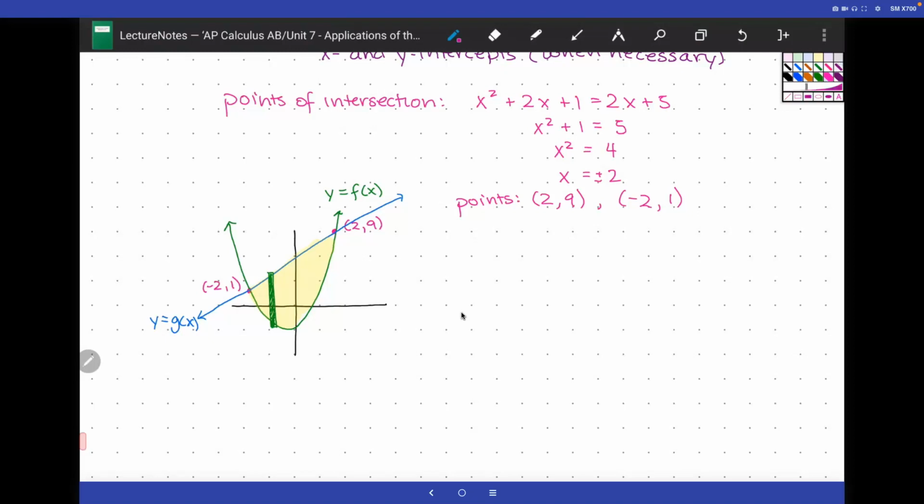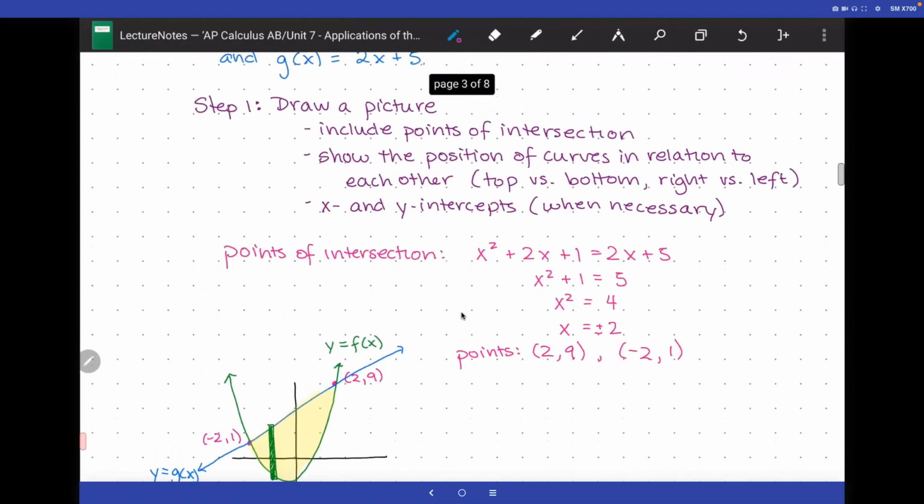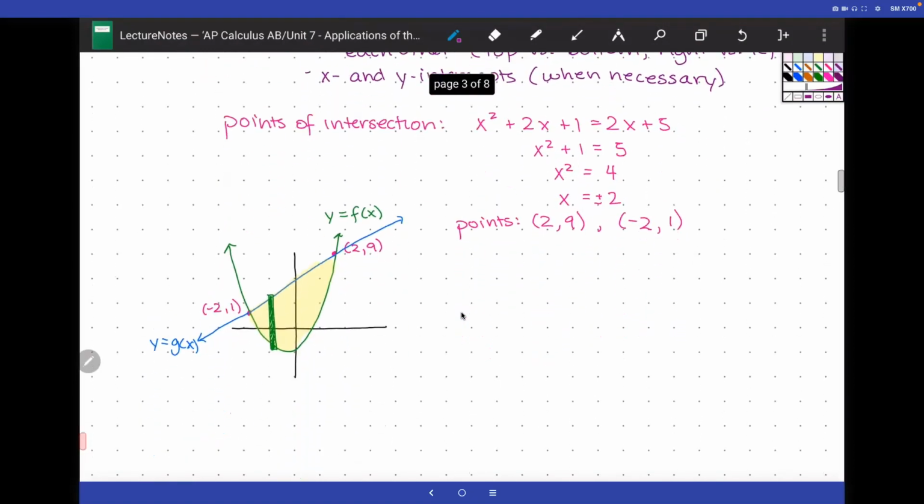So, step 1, draw your picture. Step 1, there's a lot of background thought going on. Step 2, line these up. Step 2, set up the integral and solve.